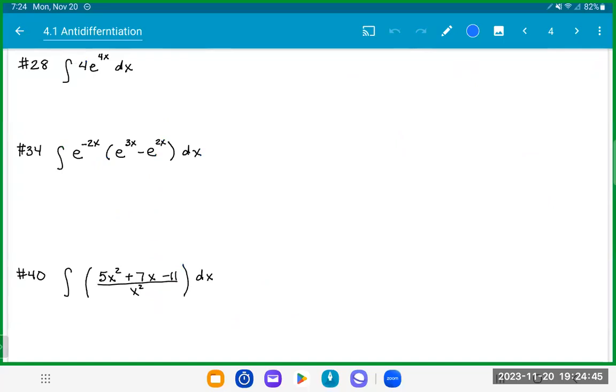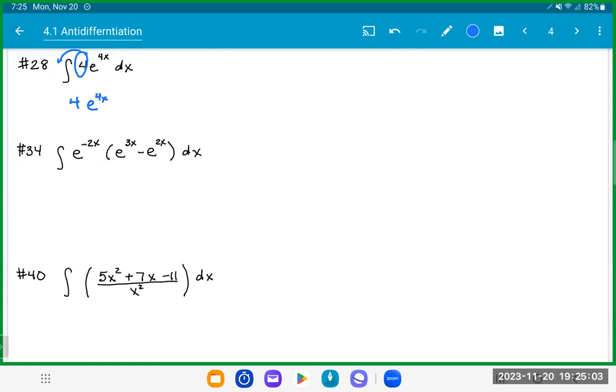So this next problem is incorporating our exponents, where we're using the exponent rule. Again, we can bring this 4 to the outside. So we have 4 times e to the 4x.